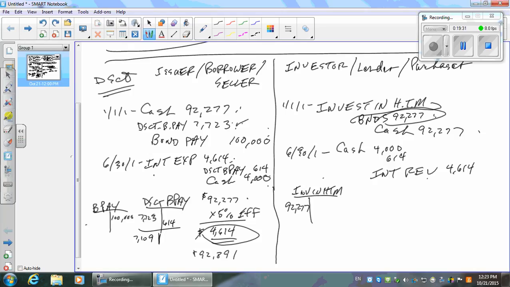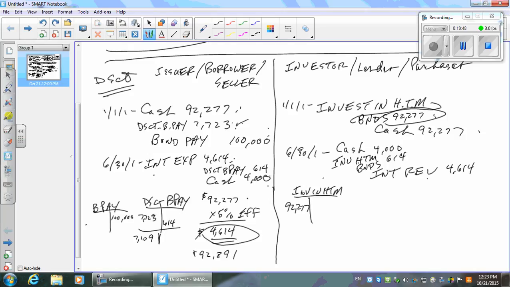So the discount's still there. What's in the investment in held to maturity bonds is 100 less the discount, right? And we're getting rid of the discount now. So what we'll do is debit what? Investment in held to maturity bonds. Got it? It's too easy to believe, right?